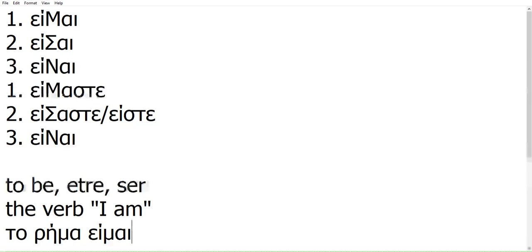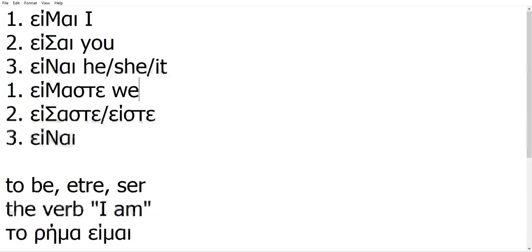Let's get to the verb. What I've done here is I've written down 1 for the first person singular, 2 second person, 3 third person, and then plural 1, 2, 3. If it is still not clear, let me write right next to them the persons in English. So I, you, he, she, it, we.